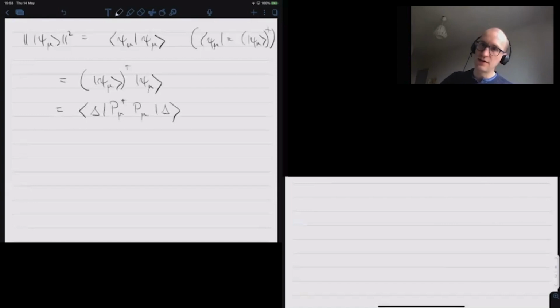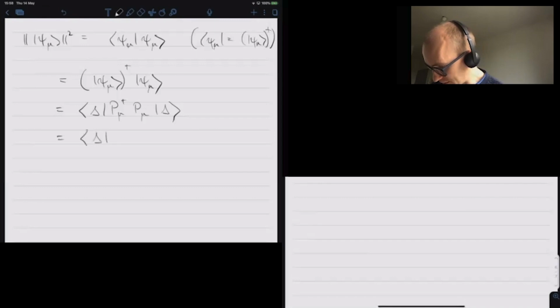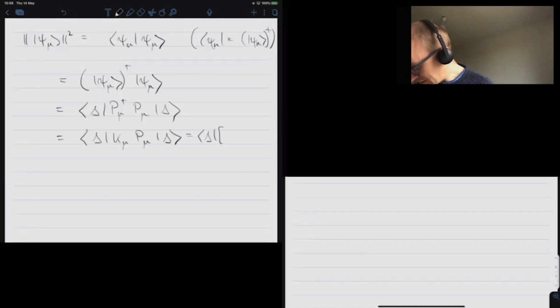I'm not summing over mu, okay? I'm just taking the inner product of this for a given mu, let's say. Now this is of course equal to, according to what we said, delta K mu P mu delta, which we can write as delta, the commutator K mu P mu, delta.